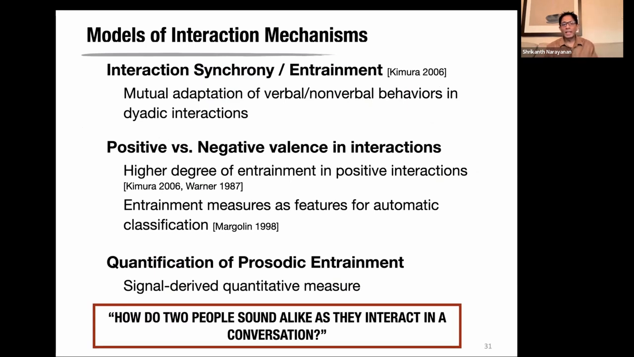The other example I wanted to illustrate is how can we model interaction mechanisms and processes. So one theoretically very interesting concept is this whole notion of synchrony or entrainment in interaction, right? And researchers have said that more positively valenced interactions have a higher degree of entrainment. Now the question is, how do we begin to model these things?